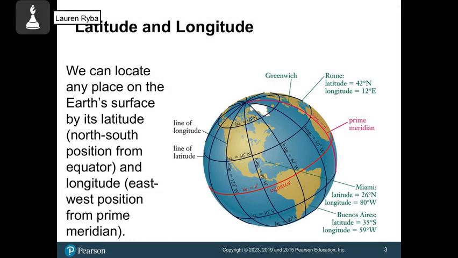We can locate any place on the Earth's surface by its latitude, which is the north and south measurement from the equator, and its longitude, the east and west position from the prime meridian. So you can see on some examples here, Rome has a latitude of 42 degrees north and a longitude of 12 degrees east. Miami is 26 degrees north and 80 degrees west.